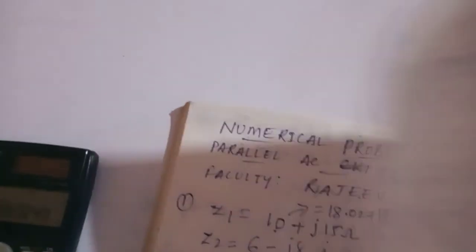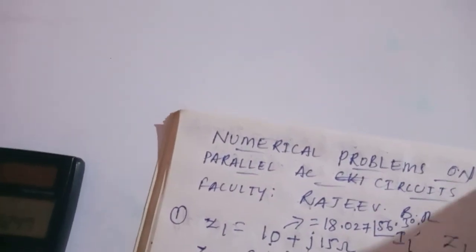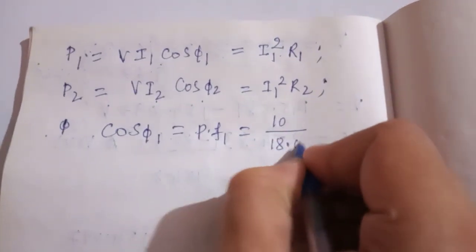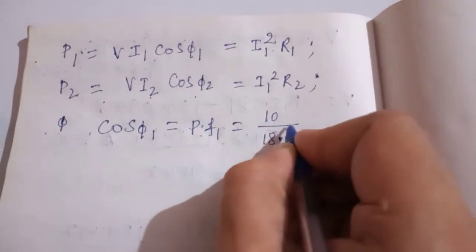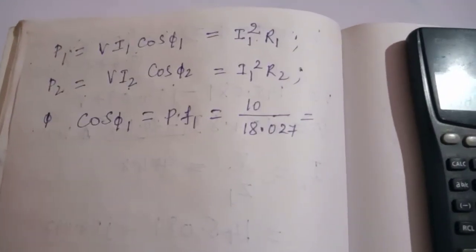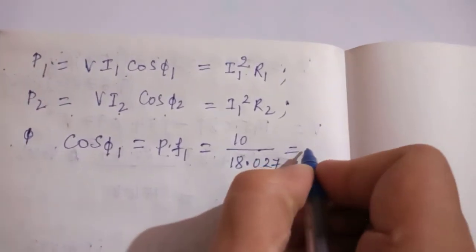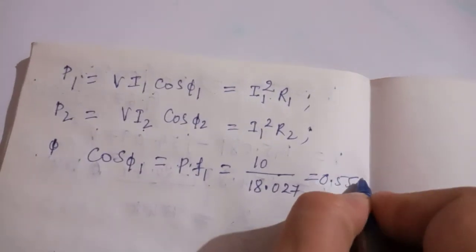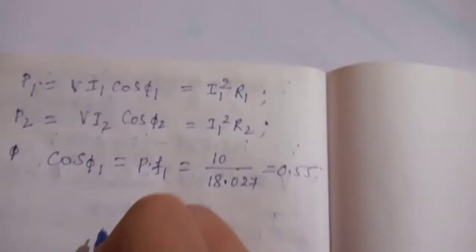So what is R by Z? The Z value is 18.027. Now you divide 10 by 18.027, and it will come around 0.55. So the power factor of the first circuit is 0.55.